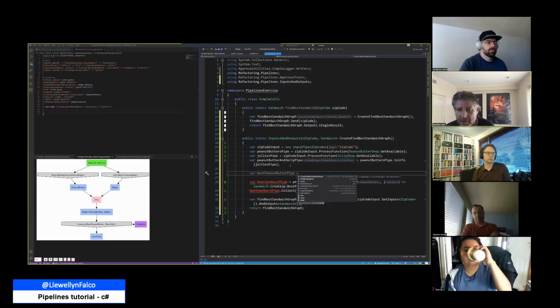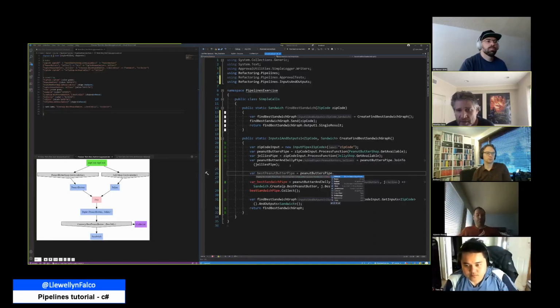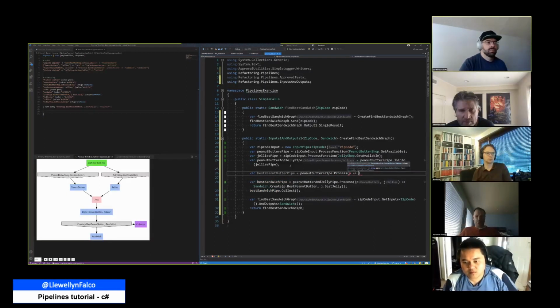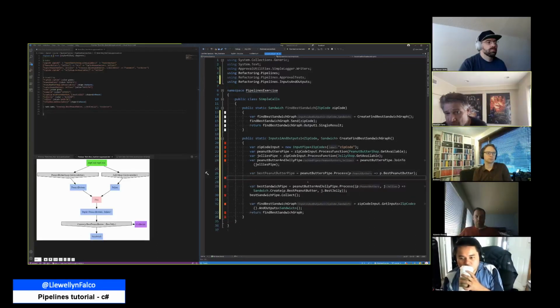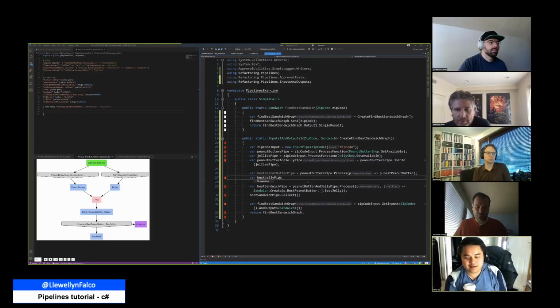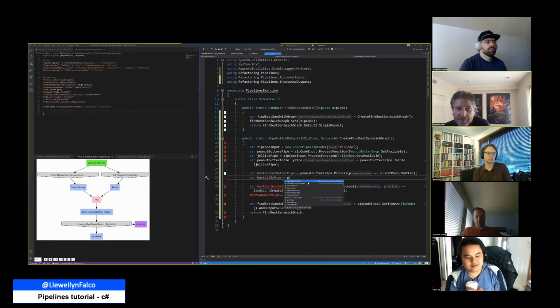So we could take the best peanut butter pipe and say peanut butter universe pipe dot plus, to get the best peanut butter, and then do the same thing with the jellies pipe. Oh, we're actually adding two extra pipes, which is totally legit. We'll talk about how these two are different and what the advantages and disadvantages of each are in a second.